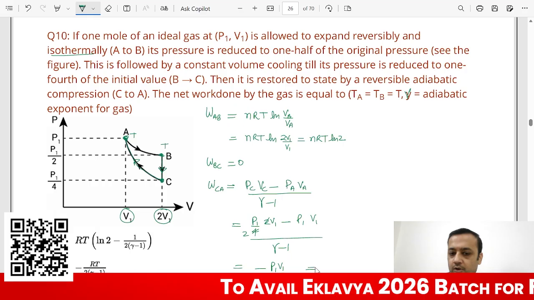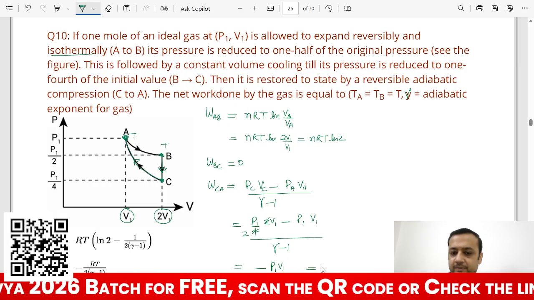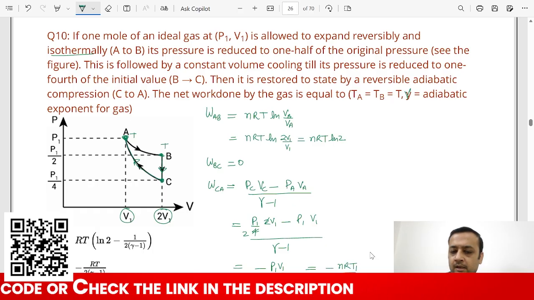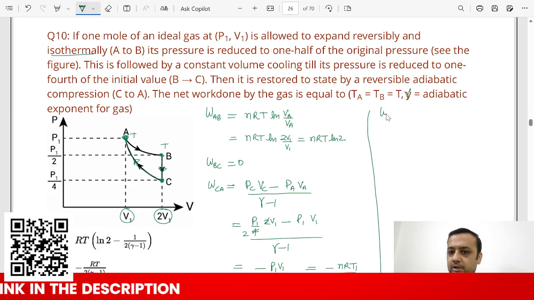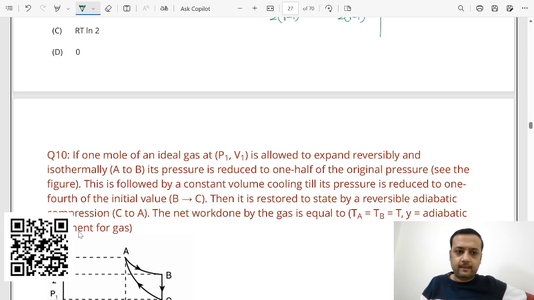Now using the ideal gas law at point A, P1V1 will be nRT at point A. So P1V1 can be written as nRT. That means the total work will be AB plus BC plus CA. AB was nRT ln2, BC was 0, and CA was minus nRT by 2(gamma minus 1). So n was given 1 in the question, which means this will become RT into (ln2 minus 1 upon 2(gamma minus 1)). Okay, so option A will be the correct answer for this question.